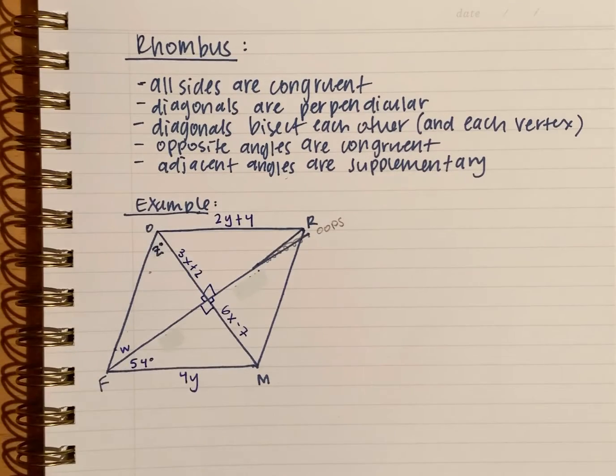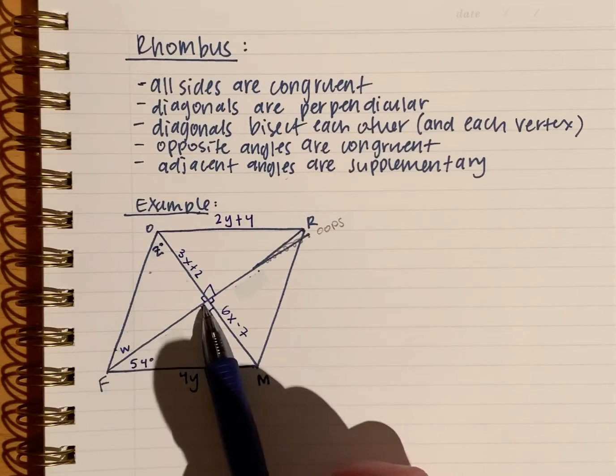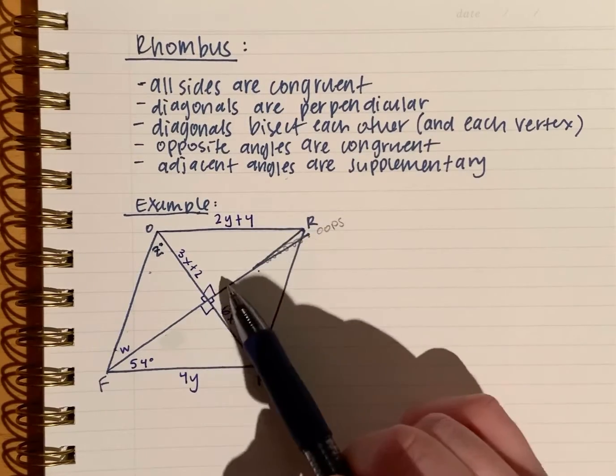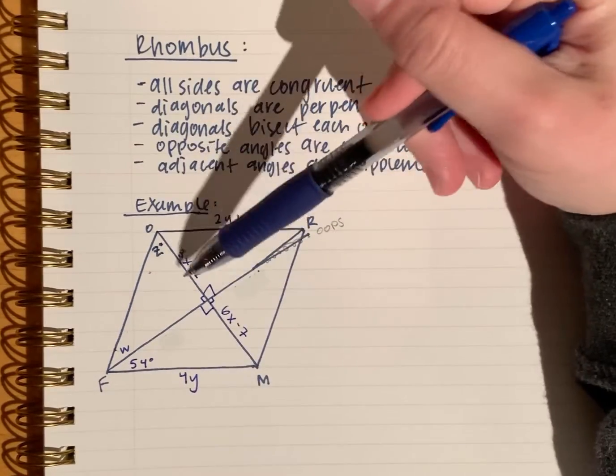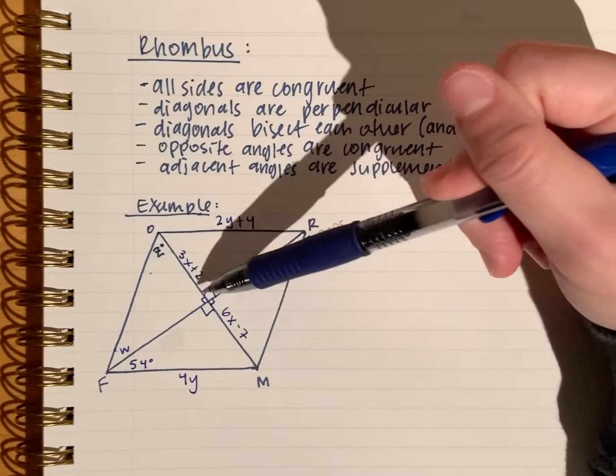We also know that diagonals bisect each other. So this side over here is congruent to this side over here. This piece here is congruent to this piece here. Wherever they intersect splits it in half.